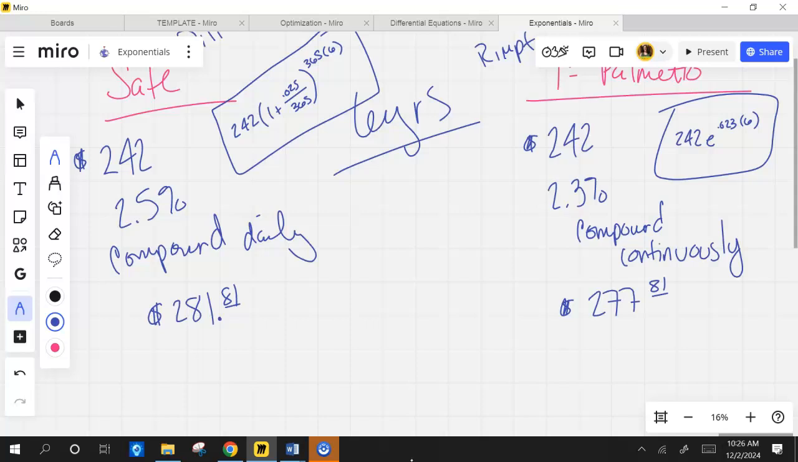Change it and see what it would do. Do the same thing. $281,162. All right.